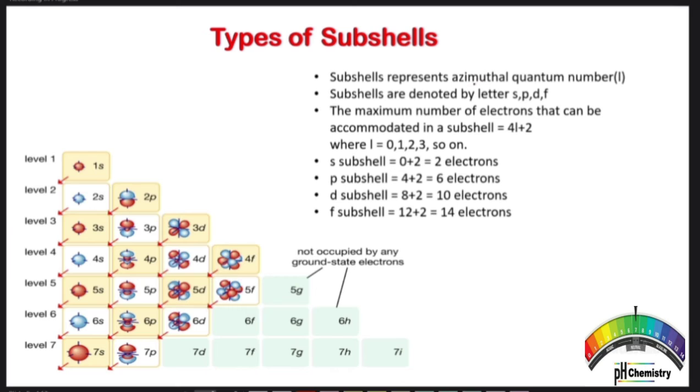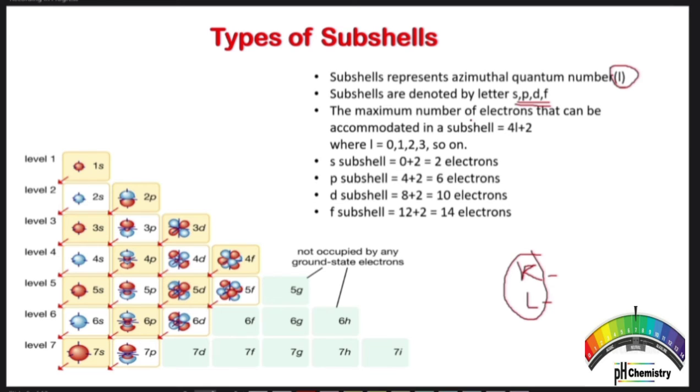Subshells are represented by the azimuthal quantum number, and the letter by which the azimuthal quantum number is represented is small l. The subshells are denoted by the letters s, p, d and f. Mind it, these are small letters, small s, p, d and f, and for the shells we use capital letters, capital K, L, M, N. So every shell will contain one or more subshells.